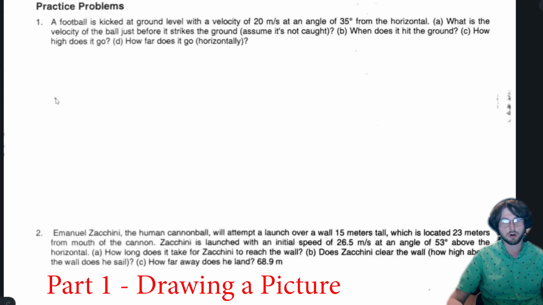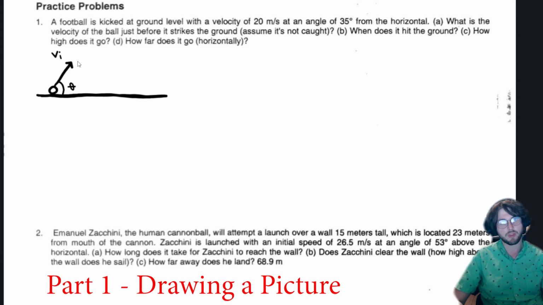So we're obviously starting on level ground because this is a ground-to-ground projectile motion. So I'm just going to do my best to draw some level ground there. And then we're going to start with a football that's just being kicked from one side at an initial velocity that's angled with the horizontal. So I'm going to draw and write this as Vi, and this angle right here as theta.